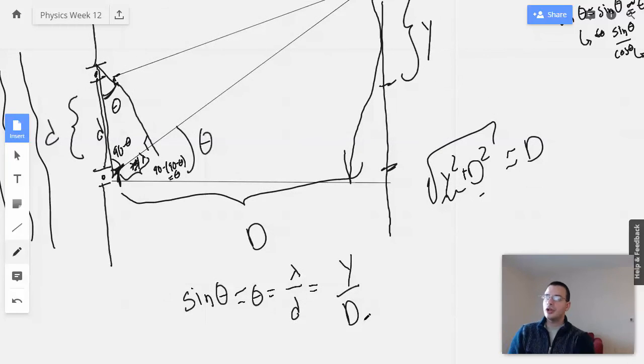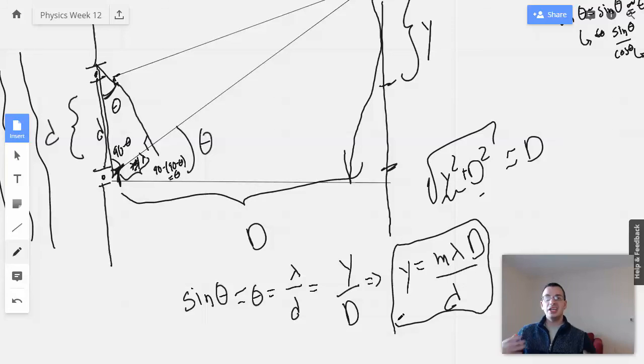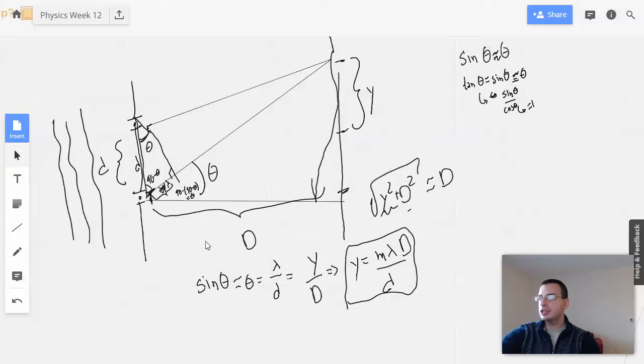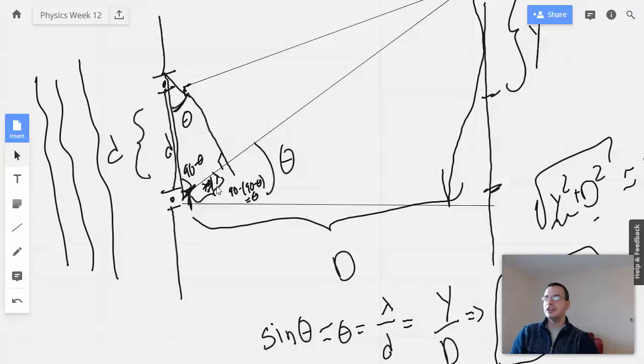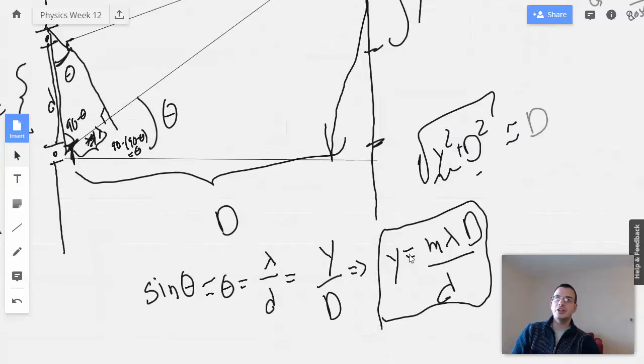So what we're going to have then is for the first bright spot, I'm going to throw in an m there, I'll explain it in a second. We're going to have m lambda big D over small d. Now m just means it's an integer. It's any number of lambdas. And so what's going to happen is you're going to get constructive interference. Any number of wavelengths, if you have complete wavelengths and they match up, then you're going to get positive interference, constructive interference. And that's what that m means, any integer value.